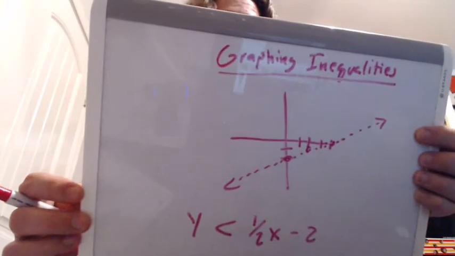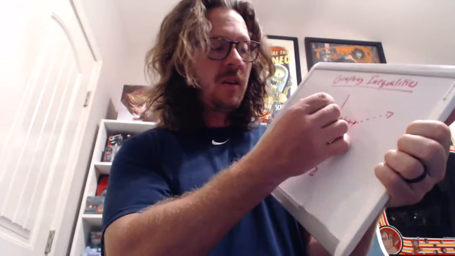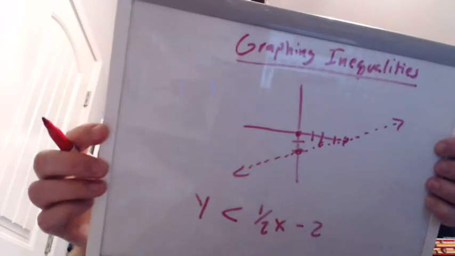Okay, you see that 0, 0 right there? 0, 0 is on this side of the line, right? You don't have to pick that. You pick any point you want that's not on the line, right? But I'm just going to pick 0, 0 because it's very easy for me to do, okay? Now, if I put in 0, 0 to this inequality, I put a 0 in for y and a 0 in for x, like this.